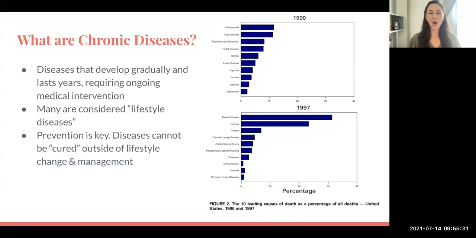So what exactly are chronic diseases? What are we referring to when we say this? These are diseases that generally develop gradually, often without our even noticing, and last months to years or more, and require continual ongoing medical interventions. So it's not something like a cold or a flu or another disease that you contract from another person. These are things that develop in your own life, often from lifestyle behaviors. And these are often referred to as lifestyle diseases because of that.